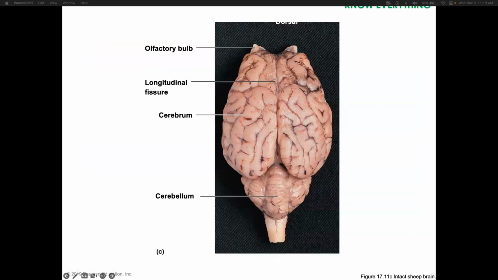Here we have a sheep brain. It looks very similar to a human brain. Two key differences are obviously the size. It's much smaller than the human brain, but also the olfactory bulb, or the olfactory nerve, is much larger in the sheep than it is in the human.